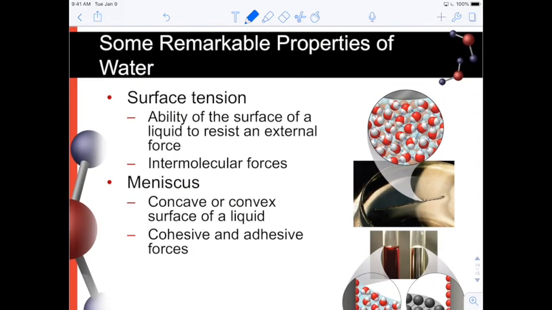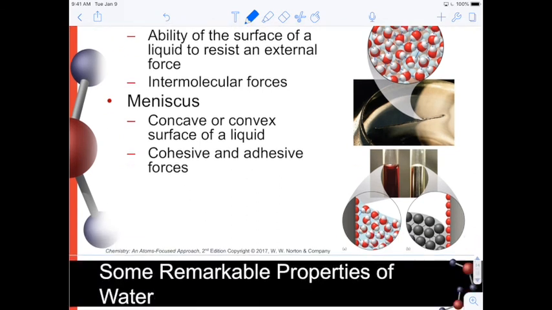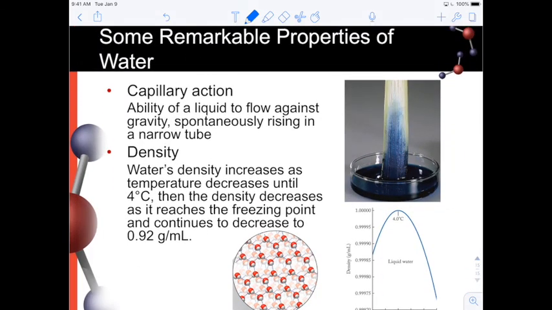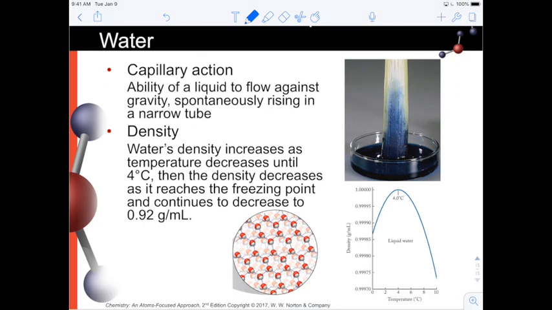Lastly, in this chapter, you'll notice some remarkable properties of water. It has to do with the fact that it has these hydrogen bonds. It's all based on this idea, really, and that is just a strong, remember, dipole-dipole interaction. But you can read about surface tension and the meniscus that forms. It has capillary action. And lastly, very important to realize that, in fact, the density of water changes with temperature.